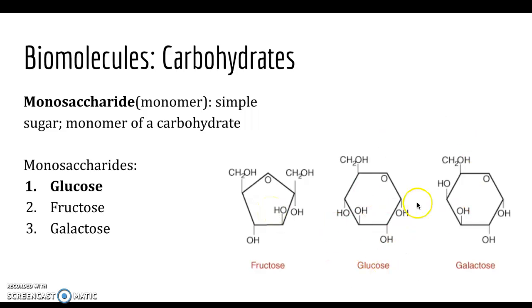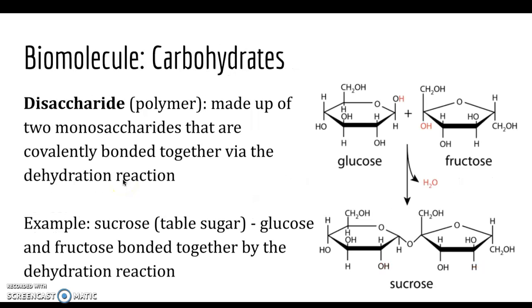Glucose is the middle one right here. We will be looking at glucose a lot. Glucose is the foundation for a lot of biological processes going forward. Glucose is an example of a monosaccharide. Next, we have disaccharides. So disaccharides, di means 2. Disaccharides are made up of monosaccharides that are covalently bonded together.